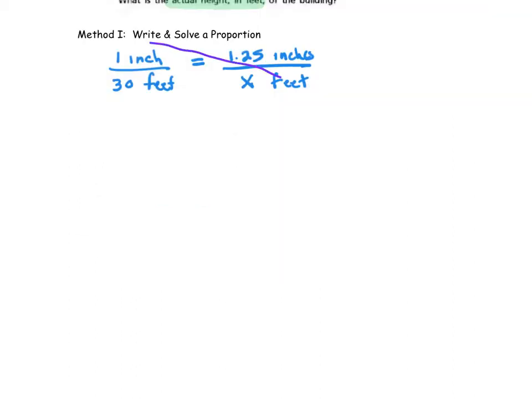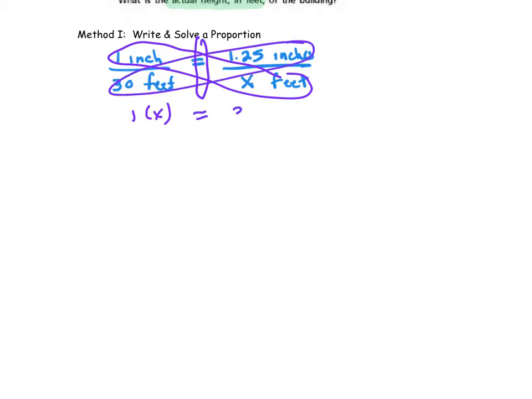We're now going to cross multiply using the butterfly method. That would be 1 times x. Butterfly body reminds us to bring down the equal. And 30 times 1 25/100, or you could write 1.25 times 30, whichever you prefer. So now we have 1x equals 37 5/10, which 1x is the same thing as x.